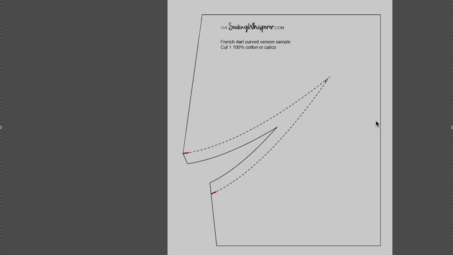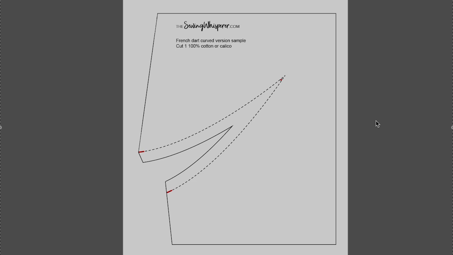The next dart that we're going to be producing is the French dart. Once again, in tray we would have marked it with the notches and the drill hole, but I've given you a template for this curved line. So a French dart can be curved or it can be a straight dart.